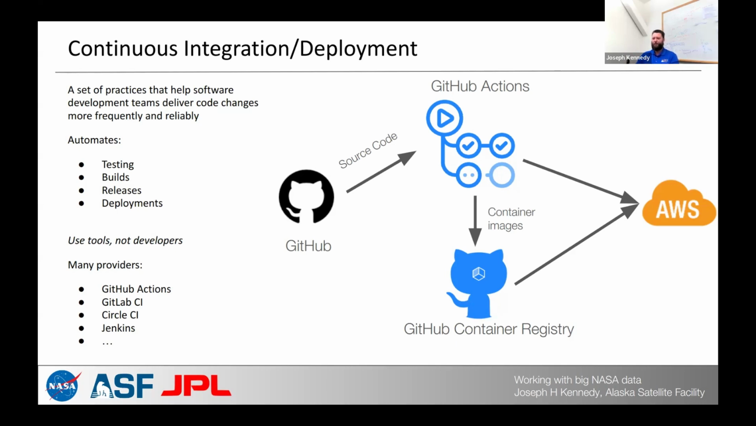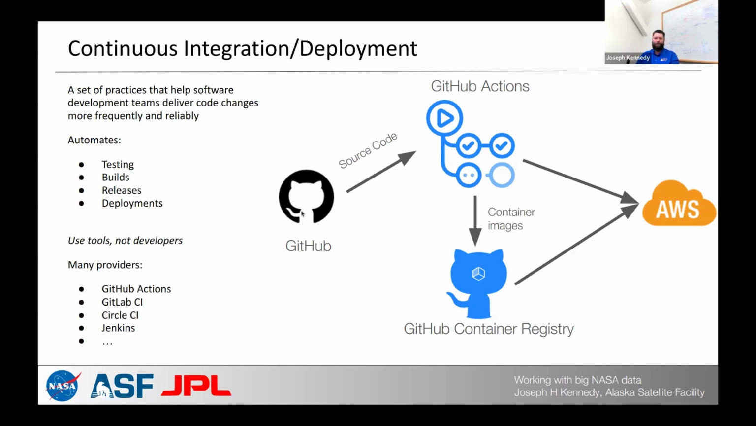And there are many providers of these continuous integration software. The most popular ones are GitHub Actions, GitLab CI, CircleCI, Jenkins. There's a bajillion of them.